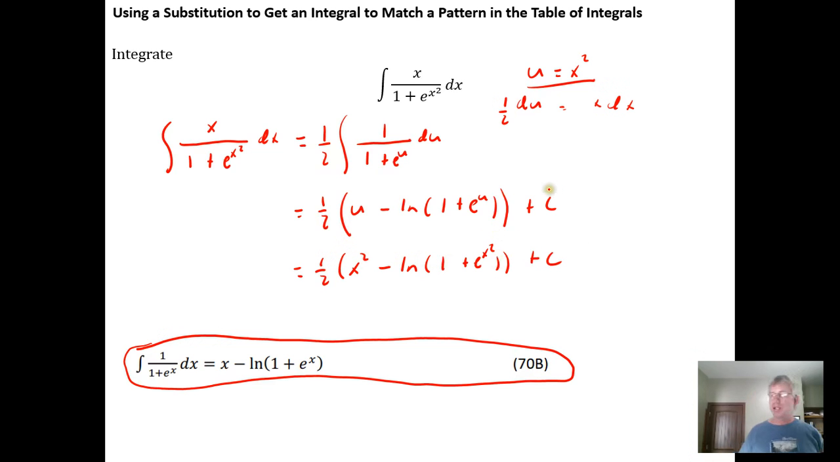So the key here is that in many instances there's going to need to be a substitution that happens in order to get things to look the way that they do in the integral table.